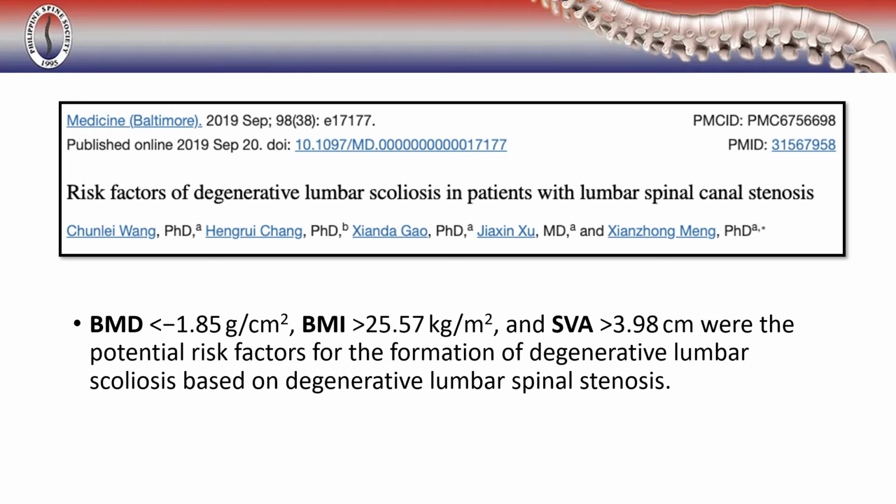Here's another article that looked at risk factors for progression of scoliosis in patients with pre-existing spinal stenosis. The authors reported that a decreased bone mineral density or an elevated BMI, as well as an SVA greater than 4, were also significant factors in progression.